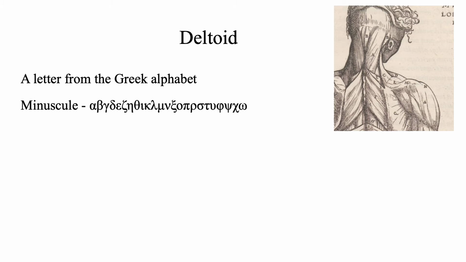The deltoid is a triangular shaped muscle which the person who named it thought looked like the Greek letter delta, which is the fourth letter of the Greek alphabet. The lowercase letters they're both the same, but their appearances, as you can see, alpha, beta, gamma, delta, epsilon, zeta, eta, theta, iota, kappa, lambda, mu, nu, xi, omicron, pi, rho, sigma, tau, upsilon, phi, chi, psi, omega.